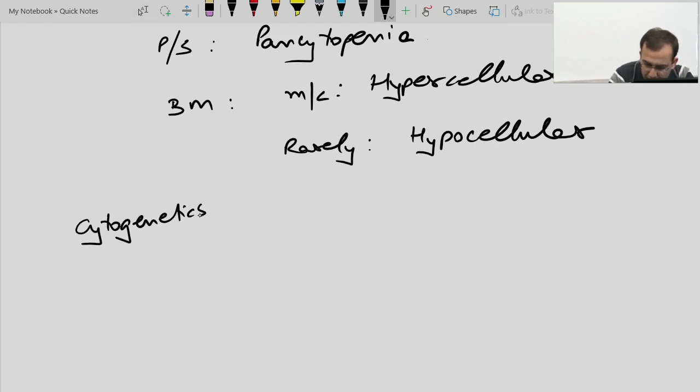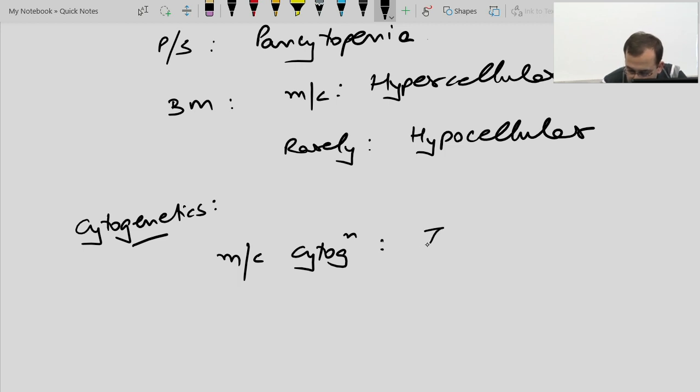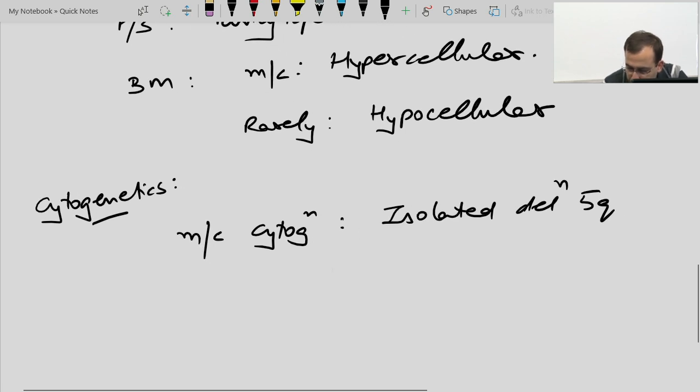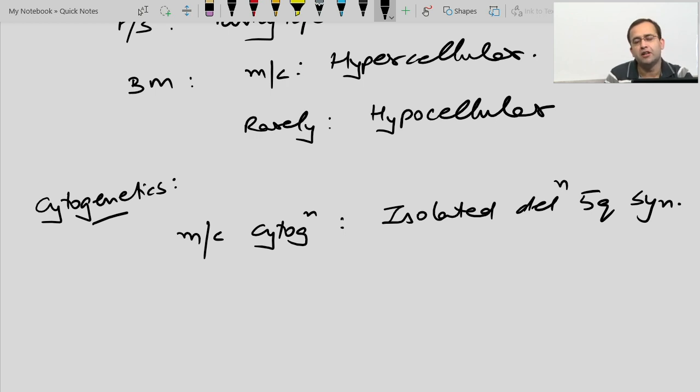Cytogenetics in MDS. I'm not going to go into the details of classification here. I'm sure you already know that. We have discussed it ample number of times in previous papers. So coming to the cytogenetics, the most common cytogenetics in MDS is isolated deletion 5q syndrome.